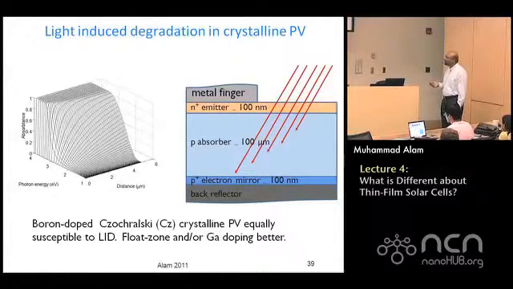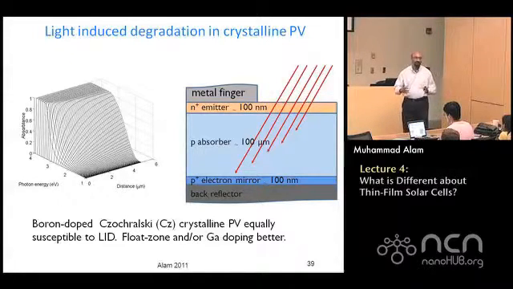Or you can do float zone. Float zone is essentially a much purer version. And if you use that one, that also suppresses light-induced degradation. But it adds to cost. So generally, light-induced degradation is there also. It's just the rate is slower in crystalline silicon.